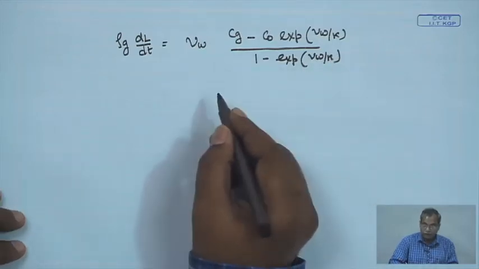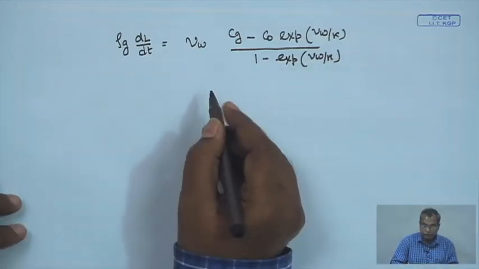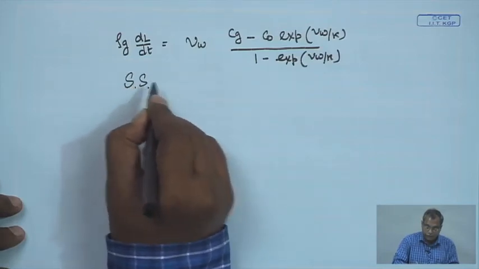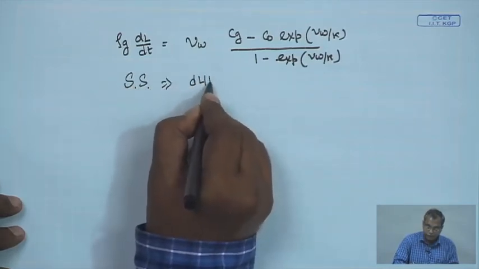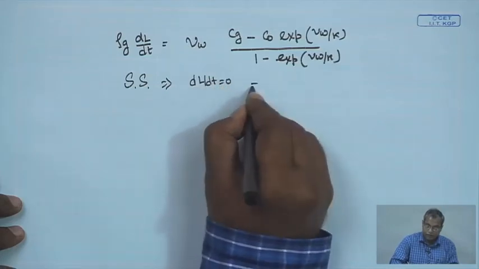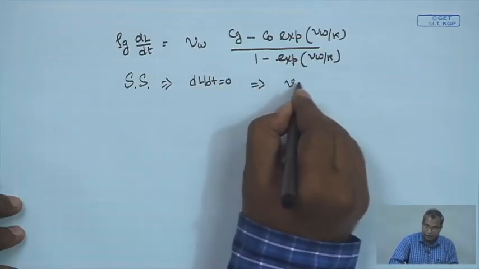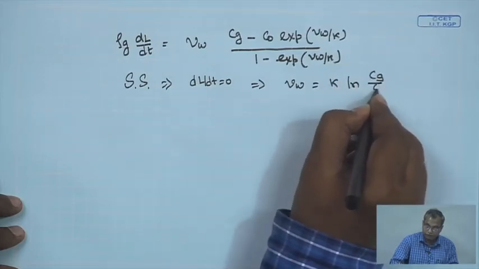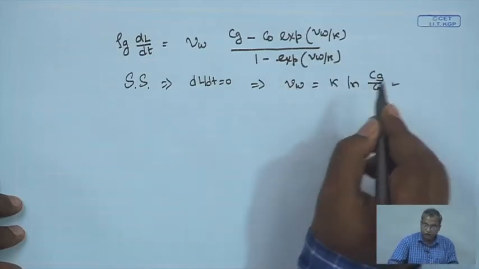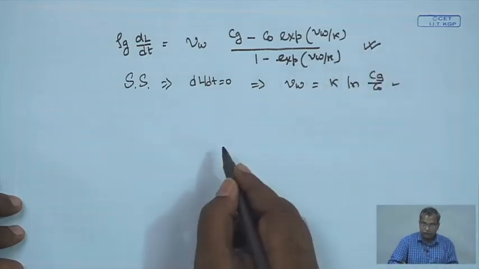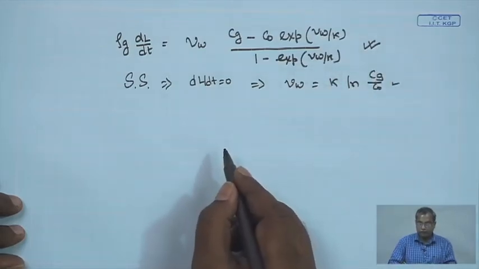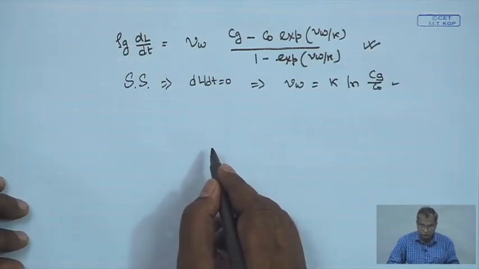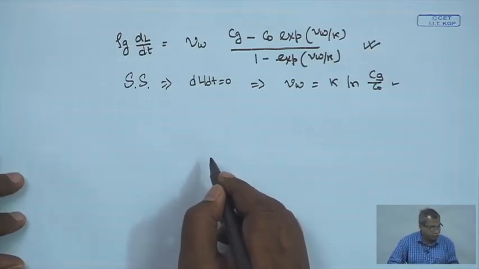Now, if you look at the steady state solution, at steady state dL/dt will be 0, and you will get back your steady state solution V w equal to k ln(c g by c naught). So, this will be the governing equation of the transient value of the gel layer thickness as well as the permeate flux.